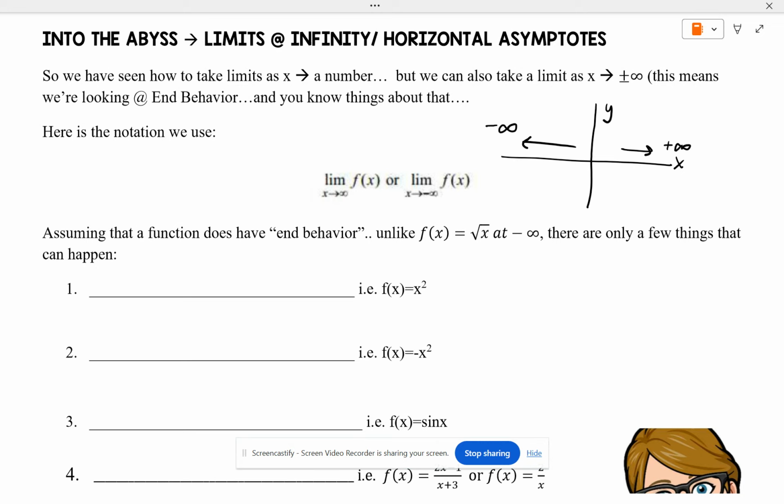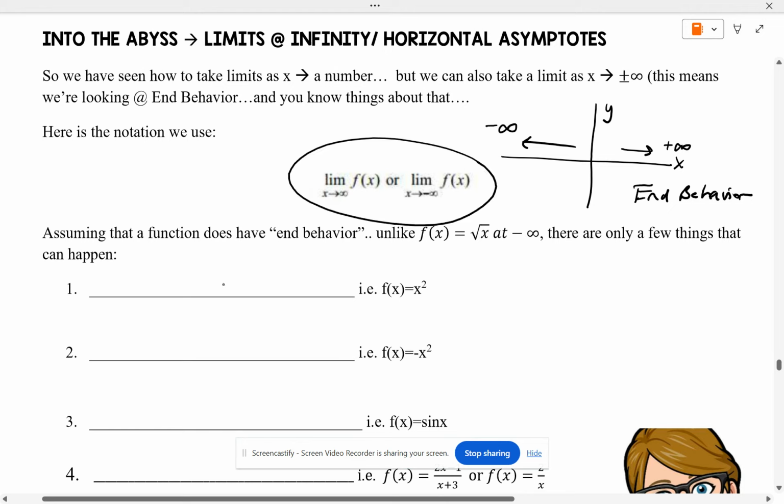You need to sign an NDA about end behavior because you're about to learn about it. So, end behavior is the function's behavior out towards the infinities. And the way you would see that is the limit as x approaches positive infinity or the limit as x approaches negative infinity.